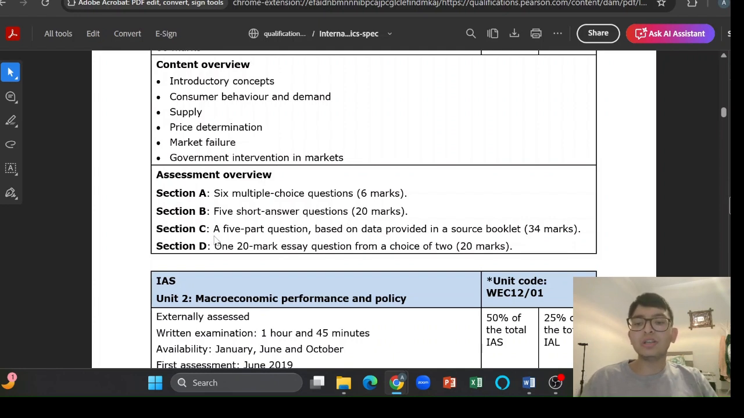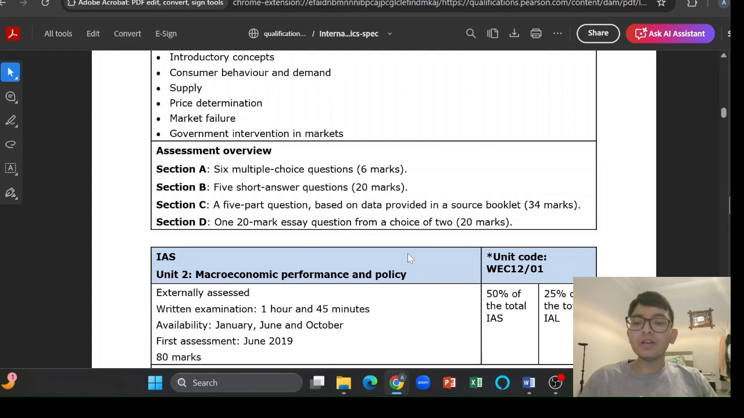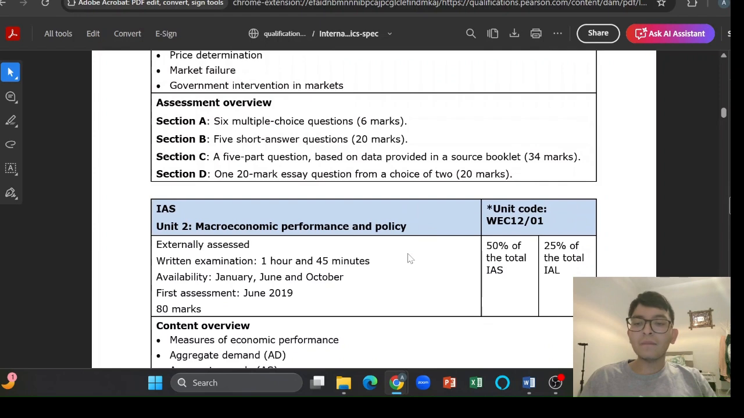Then we go on to section C. So for section C, it's one case study, and there are 5 questions based on that case study. So there is a 2 marker, then there's a 4 marker, then there is a 6 marker, then there is an 8 marker, and there's a 14 marker, which all makes 34 marks. Then in section D, there is a 20 mark essay question, and you can choose between 2 questions. So that's basically it for unit 1.